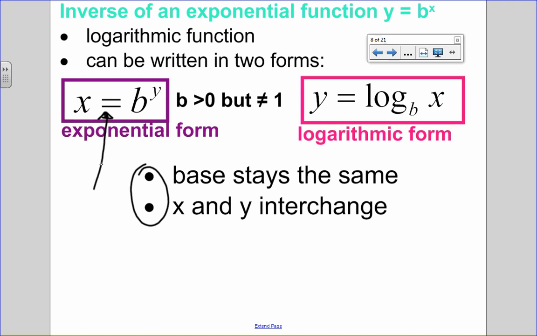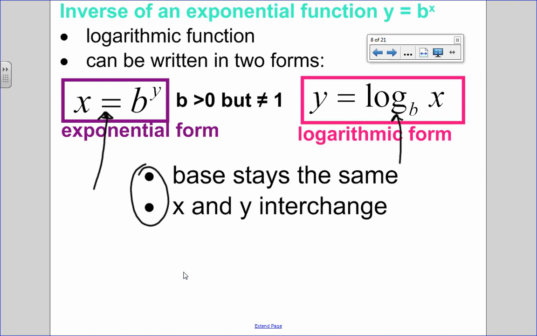So I can do the inverse by switching x and y, so switching the domain and the range, or I can do the inverse by doing the inverse operation. The inverse of exponentiation is logarithmic. It's like the inverse of adding is subtracting, multiplying is dividing. The inverse of taking an exponent is taking a log. So in that case, I can just do the log. So I can have y equals log base b of x.